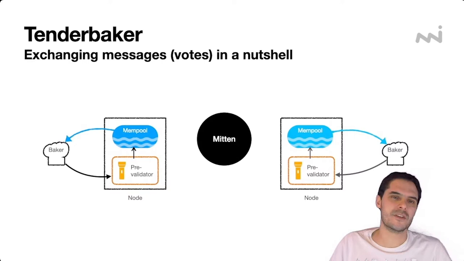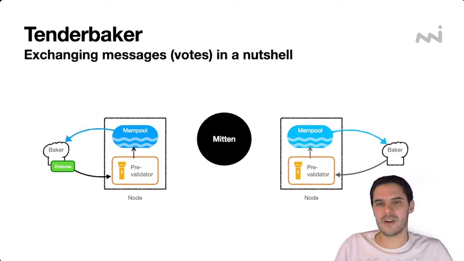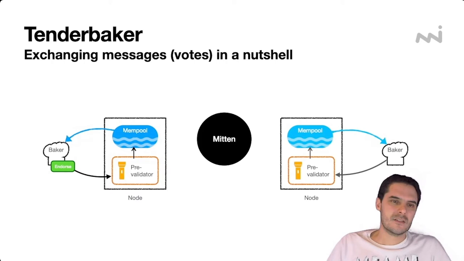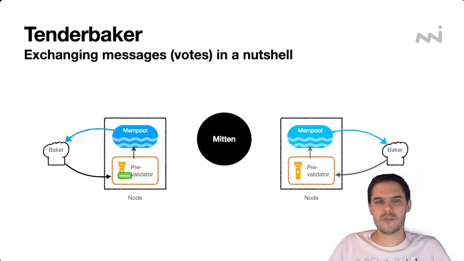On the right we have another baker with another node in the network. Let's say we have an endorsement that's produced by this baker. It goes through the prevalidator and then into the mempool, but it does not go through the other baker.